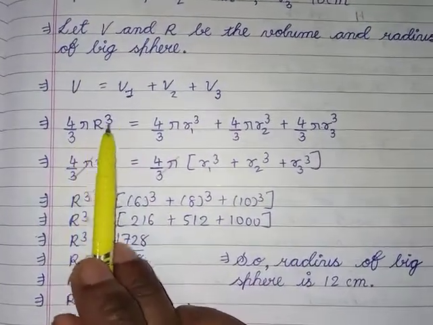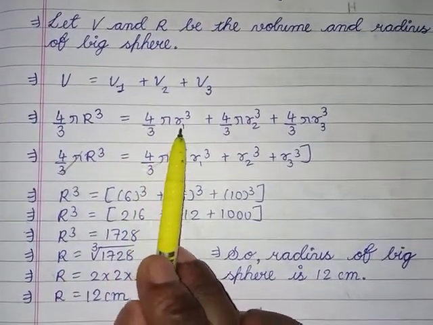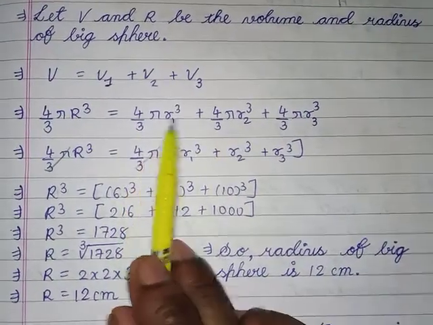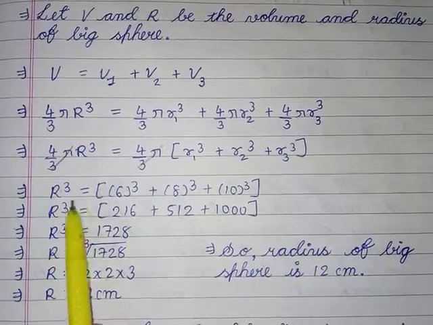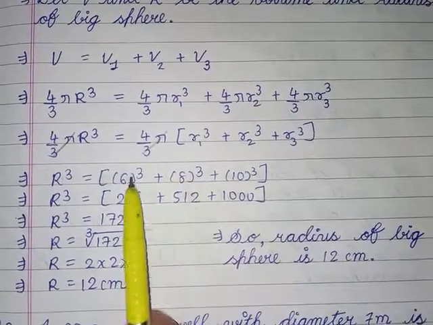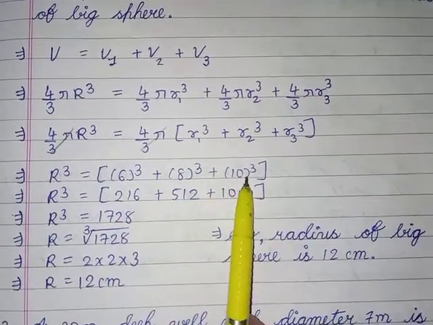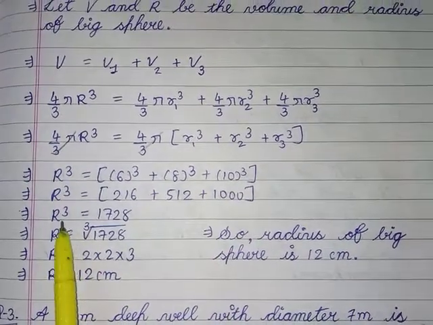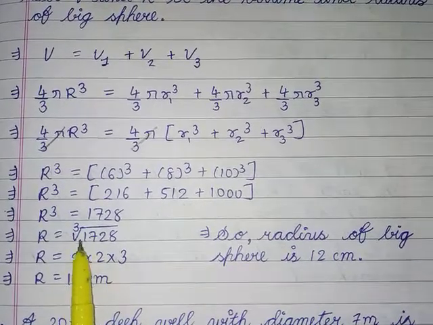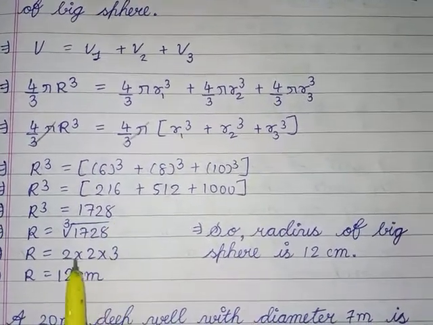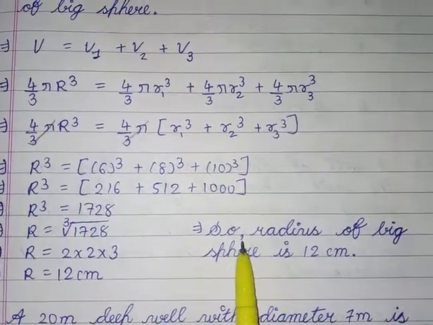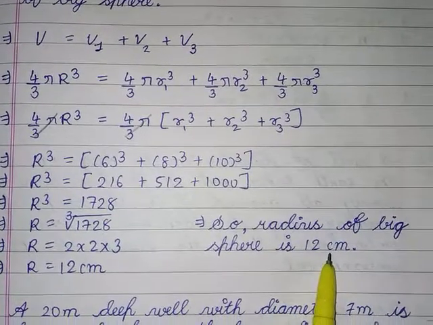4 by 3 pi r cube is equal to 4 by 3 pi r1 cube plus 4 by 3 pi r2 cube plus 4 by 3 pi r3 cube. We can take 4 by 3 pi common, so it will cancel out. You will get r cube is equal to r1 cube plus r2 cube plus r3 cube. If you substitute 6 cube, 8 cube and 10 cube and add, you will get r cube is 1728. Then the cube root of this you have to take out by the LCM method. So you will get 2 2 3, that is r is equal to 12 centimeter. So the radius of the big sphere is 12 centimeter.